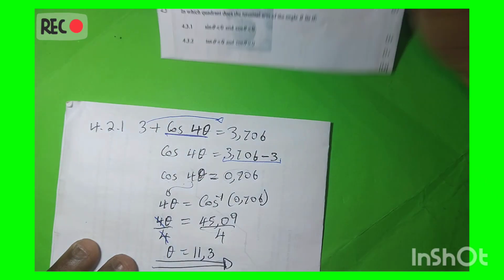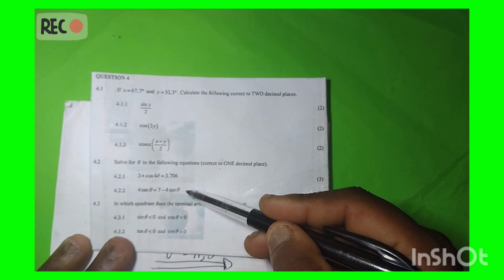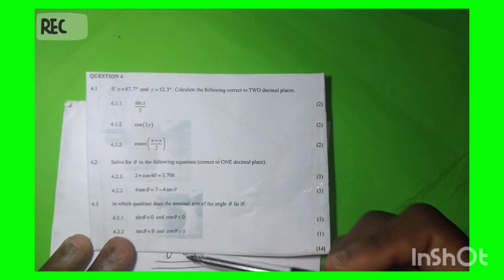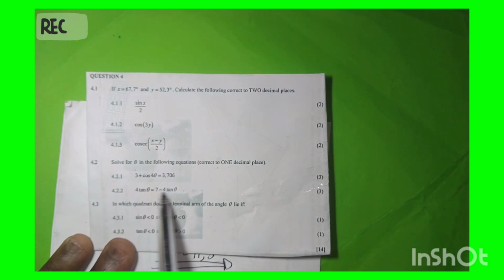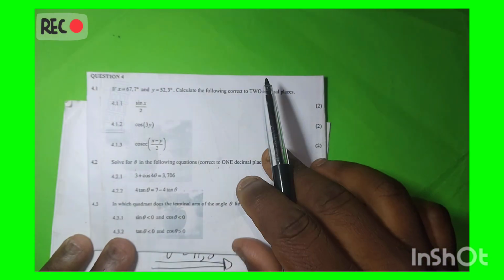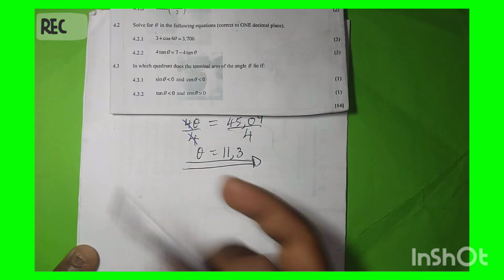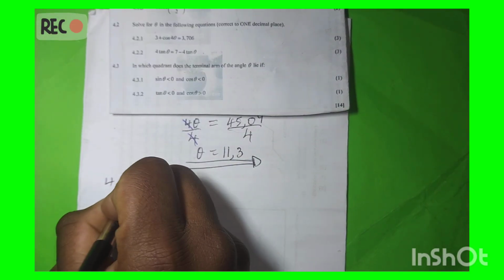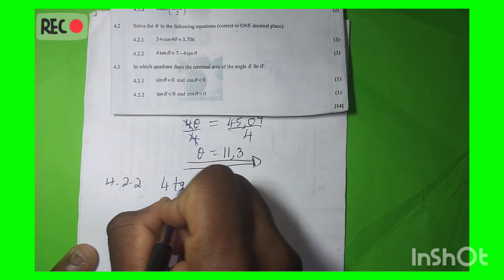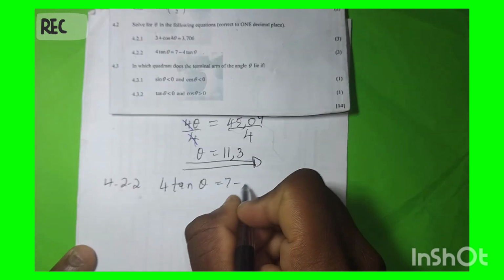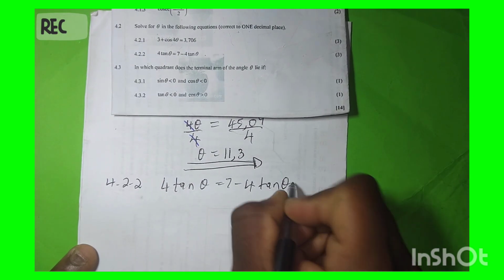Then what about this one? This one also seems to be hard because you got 2 tan. Actually this is not hard, it's straightforward. This is how you approach this question, which is 4.2.2, which is 4 tan theta = 7 minus 4 tan theta.